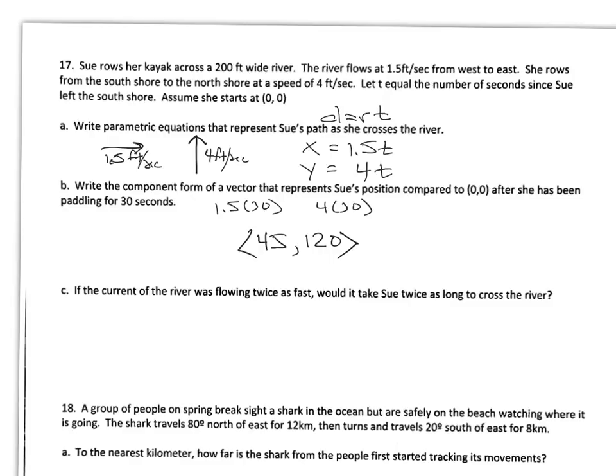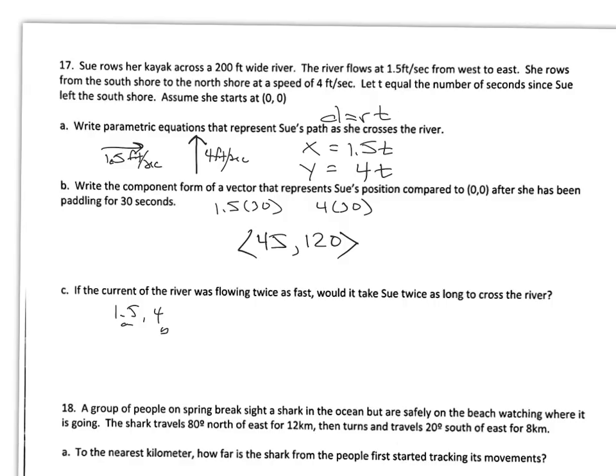If the current was flowing twice as fast, would it take Sue twice as long to cross the river? So if we think about the magnitude or the length that her vector makes with the current river situation. If you think about 1 second, I always like to do that, 1 second would put us at 1.5 and 4. And so here's your A and here's your B.